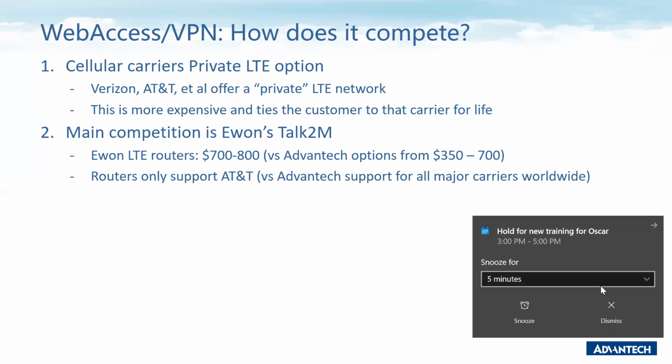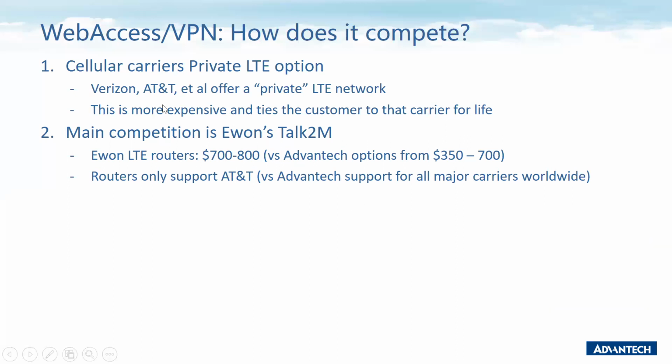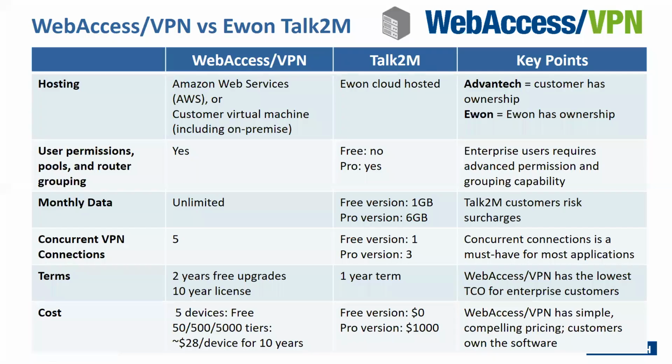We can debate how true that is. But the important thing is when customers use the private option from a carrier, they pay for it. It's not cheap. And then they're only able to use it with that carrier. So down the road, they may want to switch carriers for cost reasons. They have to reset their whole private LTE network setup, or they want to switch for coverage reasons. Same thing. So the private LTE from a carrier ties them to that carrier. The other competition, EWAN. So EWAN routers are more expensive and only support AT&T. Major drawbacks.